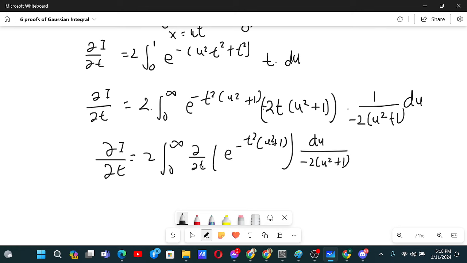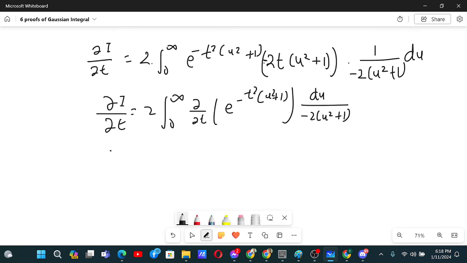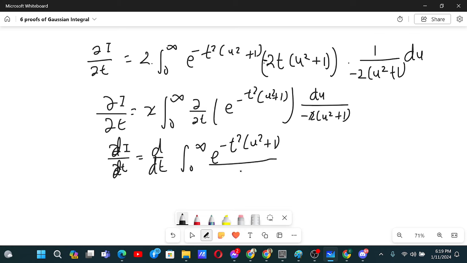Now we can take d by dt outside, which is actually the reverse Feynman technique, and there will not be any problems of convergence for this. When it goes outside, we will have the normal derivative, not the partial ones. And then the 2 will also cancel out. The integral from 0 to 1 of e to the power minus t squared (u squared plus 1) by minus (u squared plus 1) du. Now the t will cancel out.